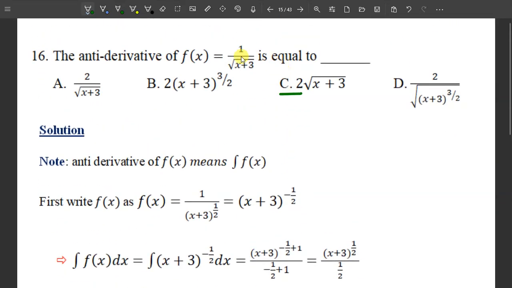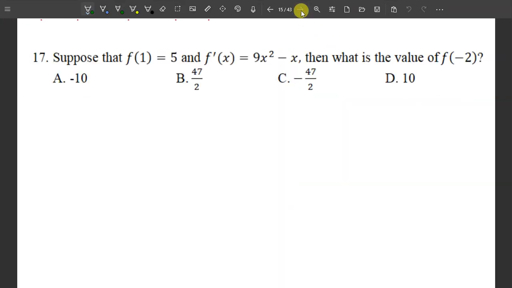That is the integral, or the antiderivative, of this function. The antiderivative of 1 over radical x plus 3 is equal to 2 radical x plus 3. If we differentiate this expression, it is exactly equal to this one, which is why we call it the antiderivative of this function. Now let us turn to the next question.